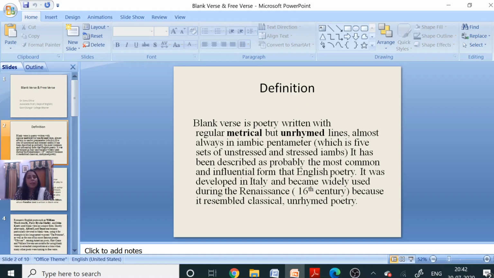So it has been described as probably the most common and influential form that English poetry has. It was developed in Italy and it became widely used during the Renaissance of the 16th century, because it resembled classical and unrhymed poetry.